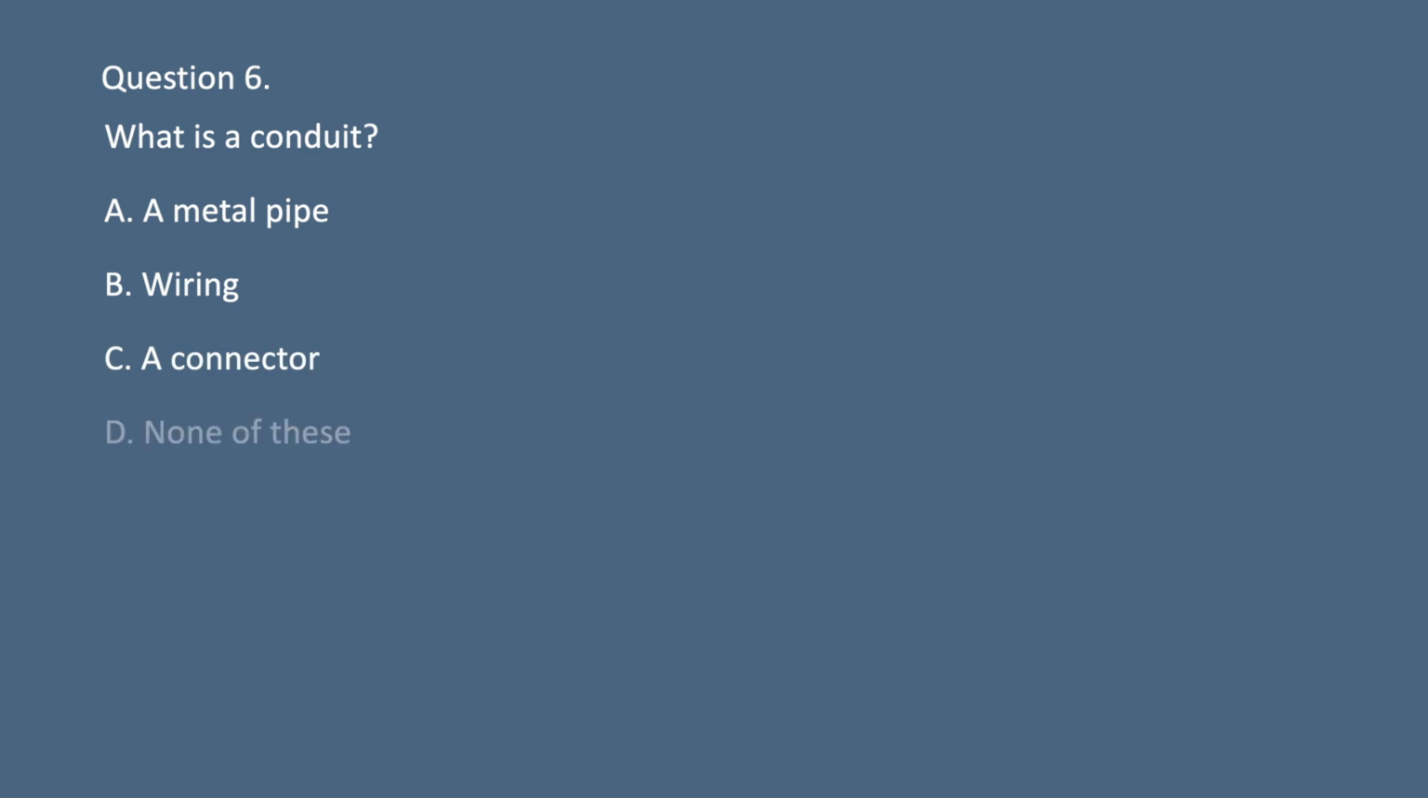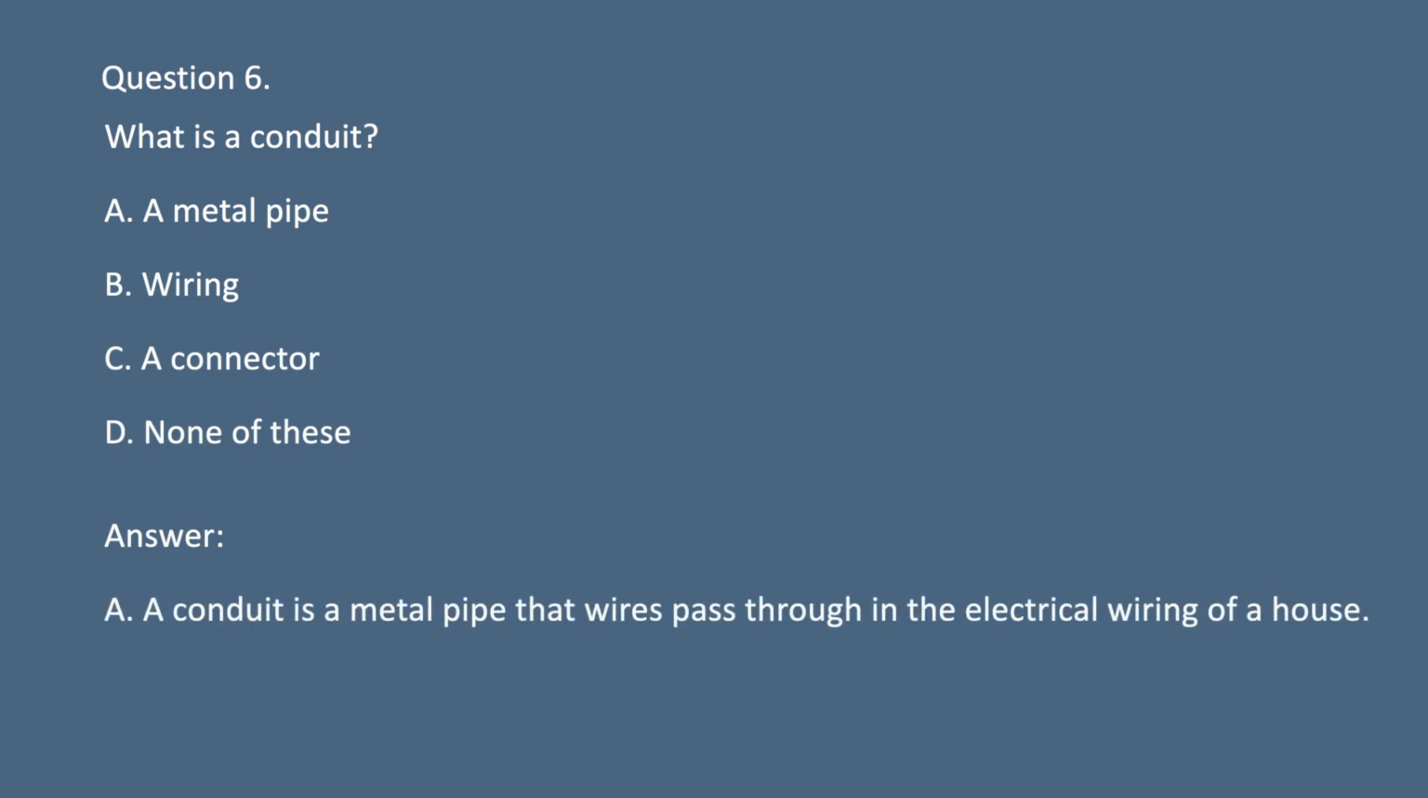Question 6. What is a conduit? A. A metal pipe. B. Wiring. C. A connector. D. None of these. Answer: A. A conduit is a metal pipe that wires pass through in the electrical wiring of a house.